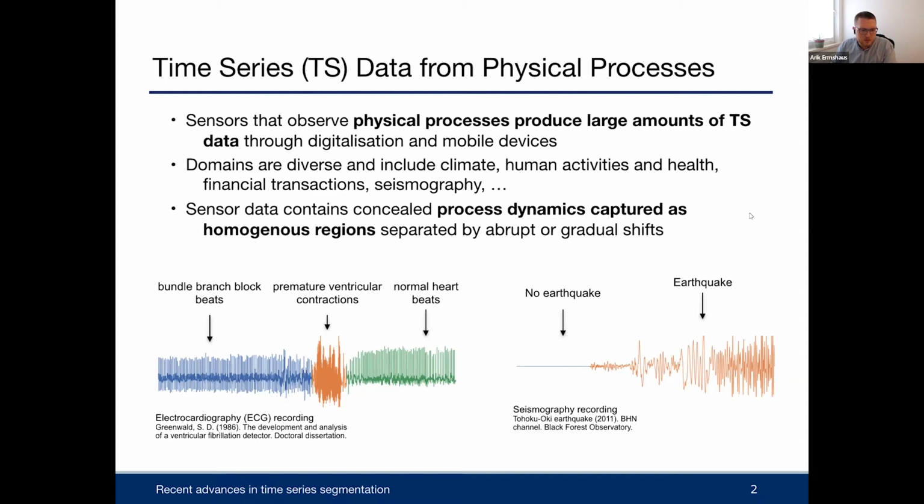And here I have two examples. Here I have an ECG recording that shows you multiple medical conditions, which then, of course, have different signals. And here on the right side, I have a seismography recording from an earthquake in Japan, where you see quite a big difference from basically nothing happening to the earthquake. And if we were to ask a domain expert, he or she could probably also tell us what actually happens here in the earthquake, because it has different phases.